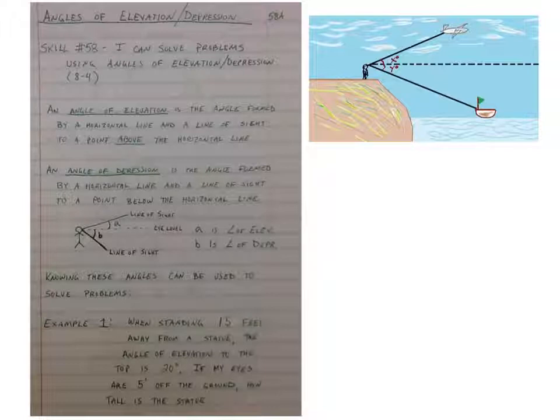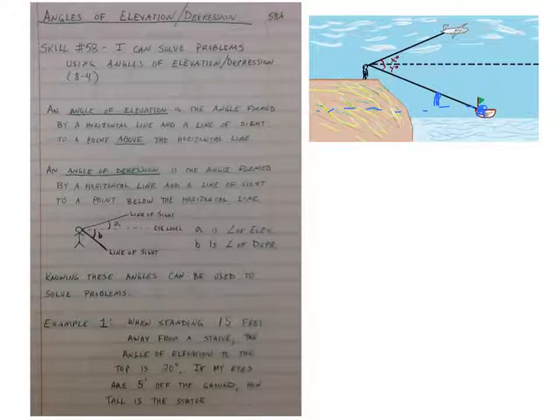If I were to add another person sitting in the boat, and their line of sight is horizontal, if they were to look up at the person, that would be an angle of elevation for the person. So we have to keep in mind that the angle of elevation and angle of depression is dependent upon the observer. So for this person here to look down at the boat, it's an angle of depression. But for the person on the boat to look up at the cliff standing person, that's an angle of elevation.